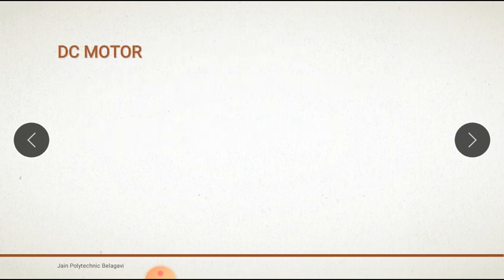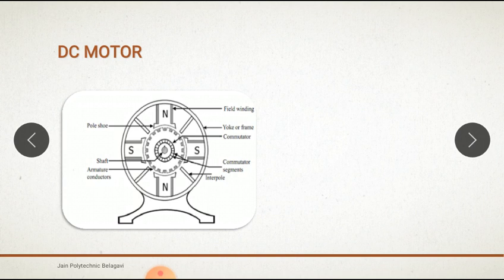DC motor. What is meant by DC motor? We know, a DC motor is an electromagnetic machine which converts direct current electrical energy into mechanical energy. It is a dynamic machine. Its action is reversed to that of a DC generator. This is the diagram of a DC motor. The construction of a DC motor is the same as that of a DC generator.